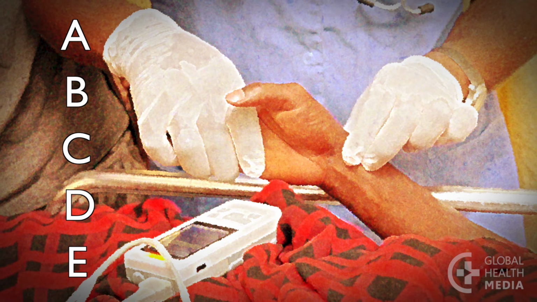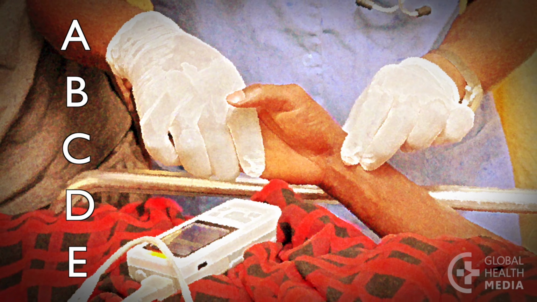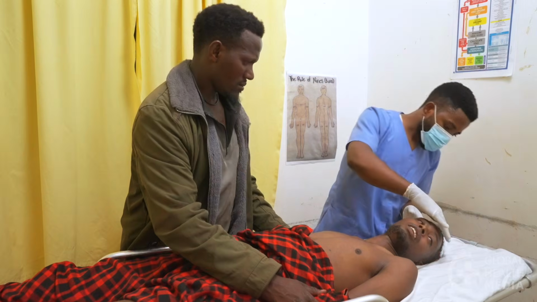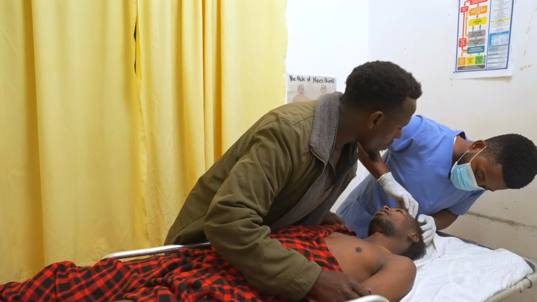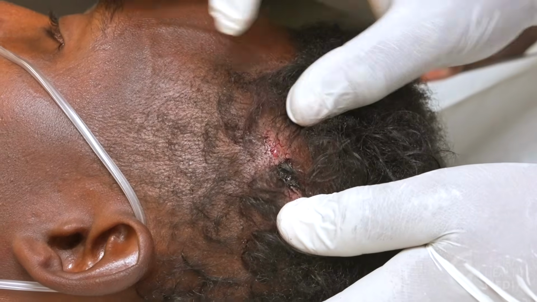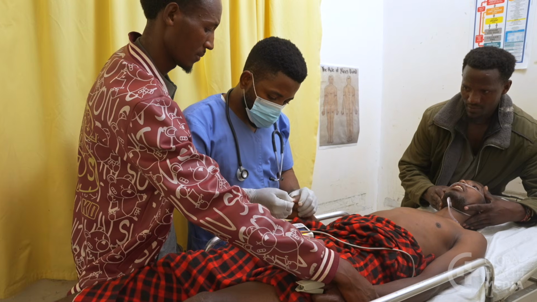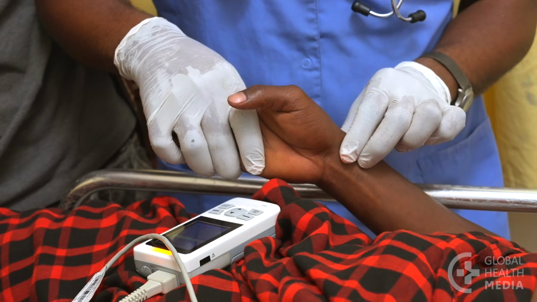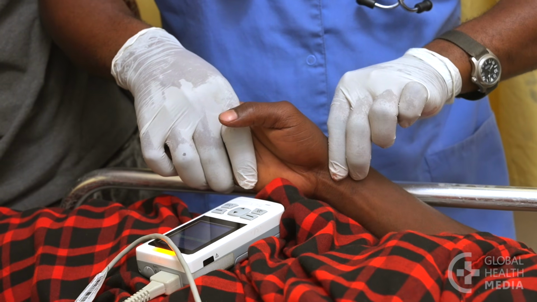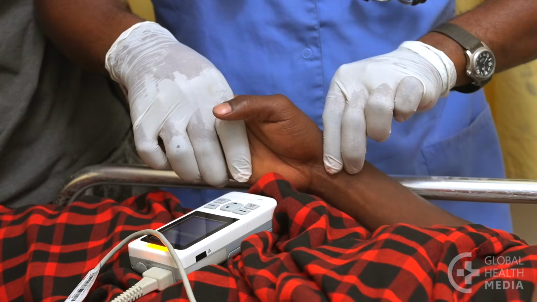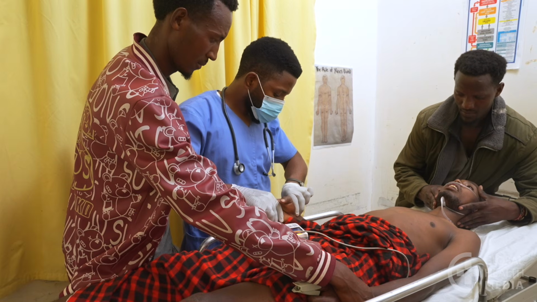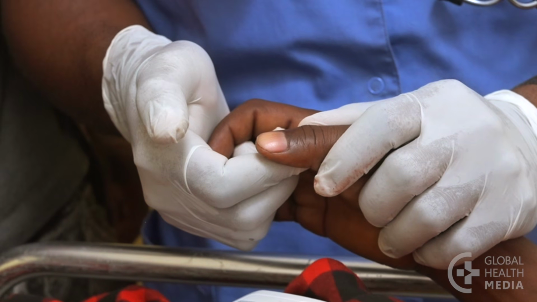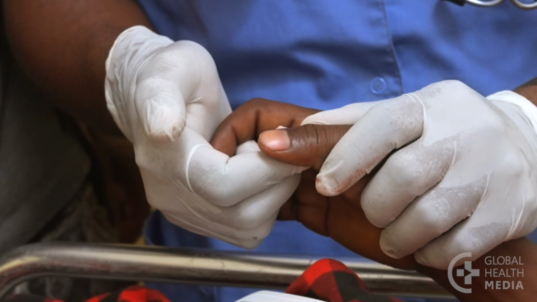Once you've assessed breathing and addressed any problems, move to circulation. Check for signs of external bleeding. Check for signs of shock. Are the hands cold? Feel the pulse. Is it weak? Is it very fast or very slow? Check capillary refill. Is it slow? Does it take 3 or more seconds for the color to return to normal?